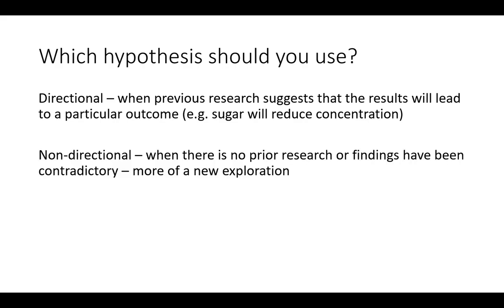Non-directional is when there is either no prior research, so you might be researching a new technology that nobody has started using yet, or you might just have managed to come up with a really novel area of research where you don't know what the impact is going to be, or where the findings have been contradictory.